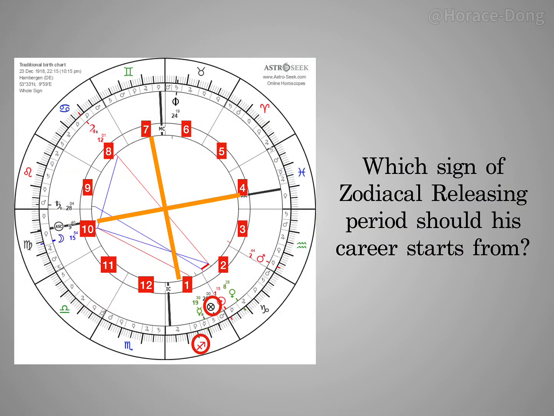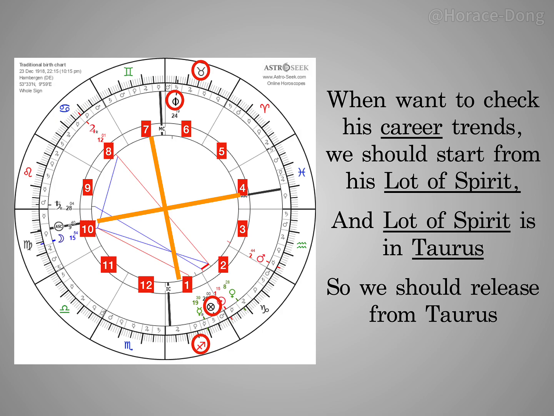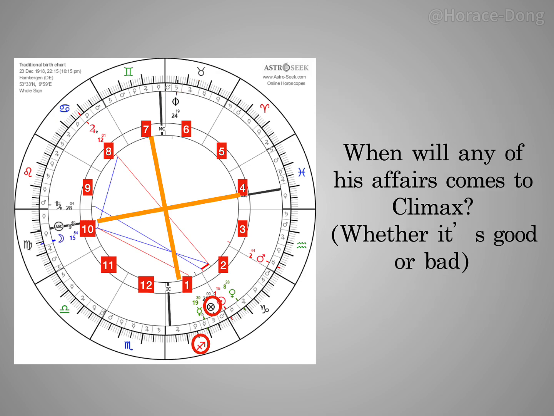You have 5 seconds to answer the question. When we want to check his career trends, we should start from his lot of spirit. And the lot of spirit is in Taurus, so we should release from Taurus. And you have another 5 seconds to think about when any of his affairs will come to a climax.